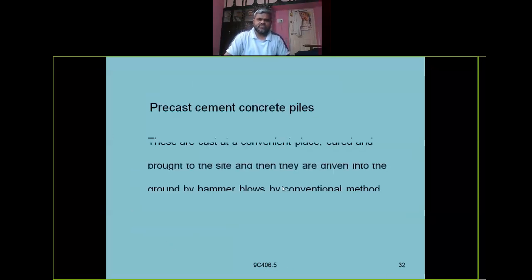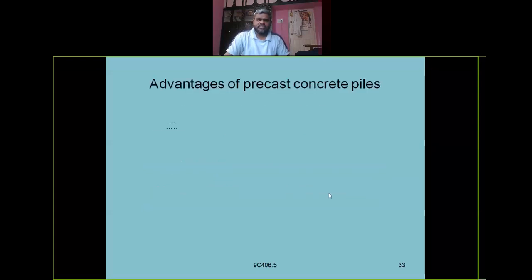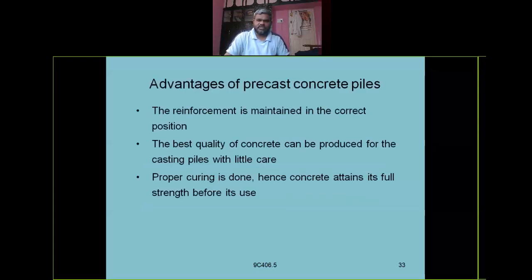All right. So next, precast concrete piles. These are cast at an economical place, cured and brought to the site, and then they are driven into the ground by hammer blows by conventional method. So advantages are the reinforcement is maintained in the correct position. The best quality of concrete can be produced for the casting piles with a little care. Proper curing is done, hence the concrete attains its full strength before it's used.